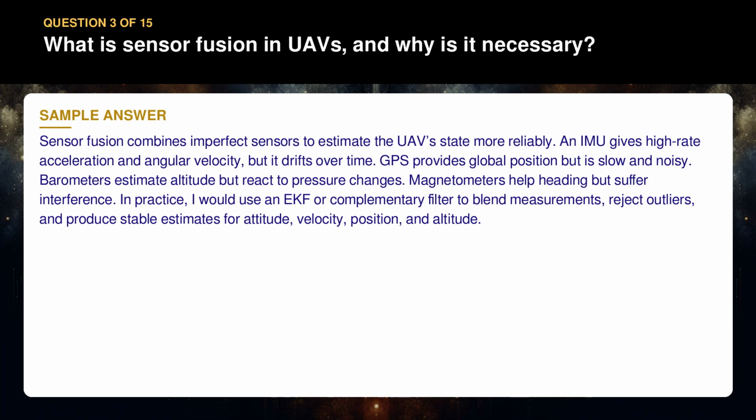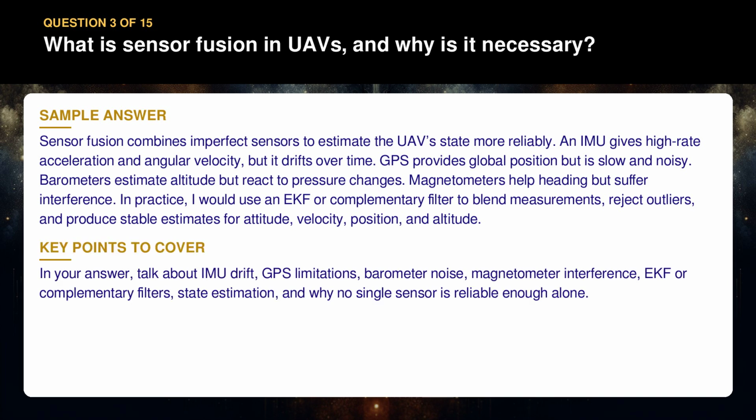In practice, I would use an EKF or complementary filter to blend measurements, reject outliers, and produce stable estimates for attitude, velocity, position, and altitude. In your answer, talk about IMU drift, GPS limitations, barometer noise, magnetometer interference, EKF or complementary filters, state estimation, and why no single sensor is reliable enough alone.